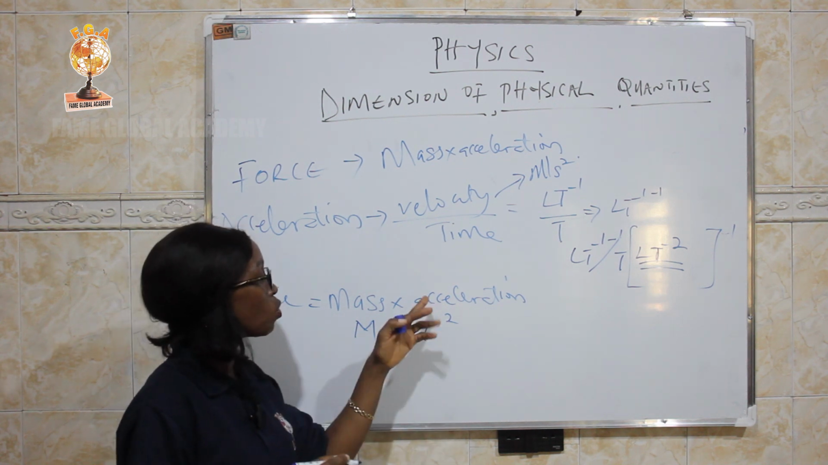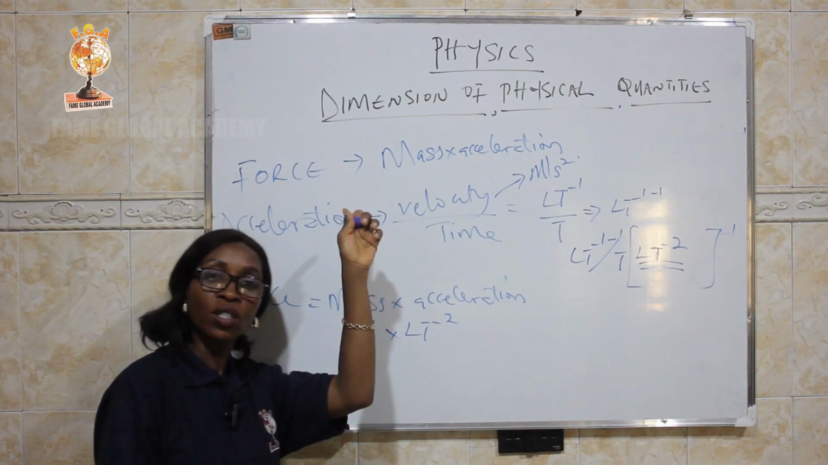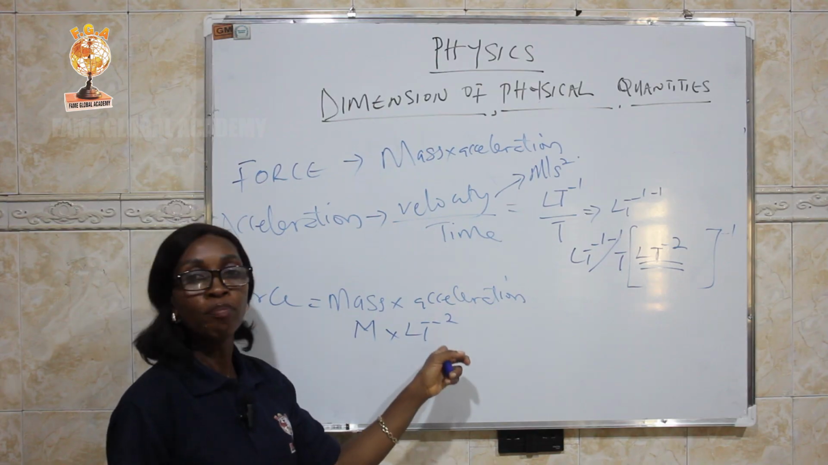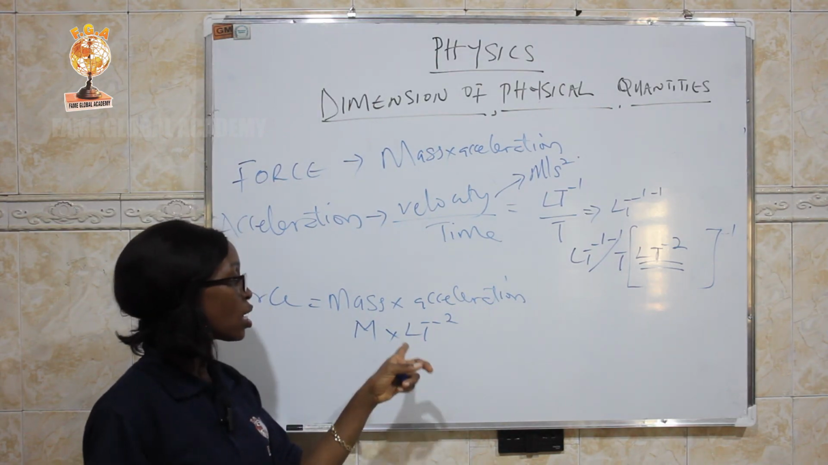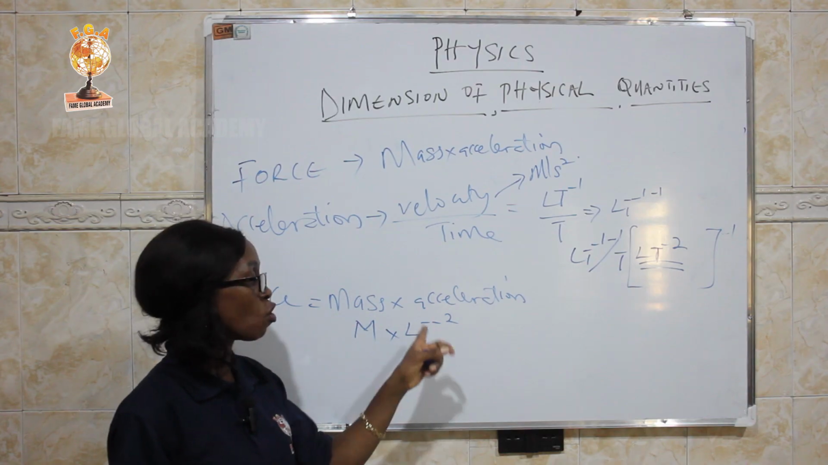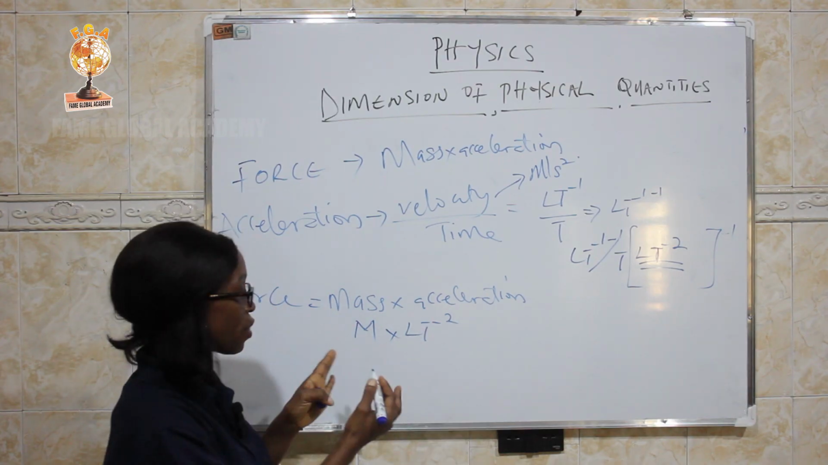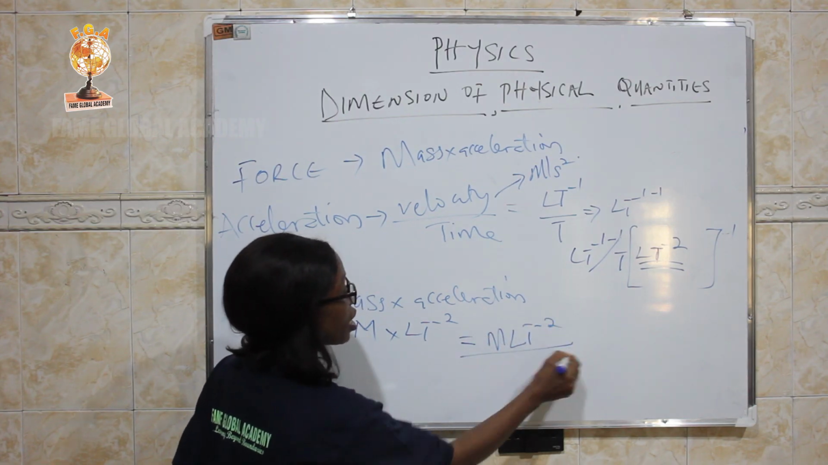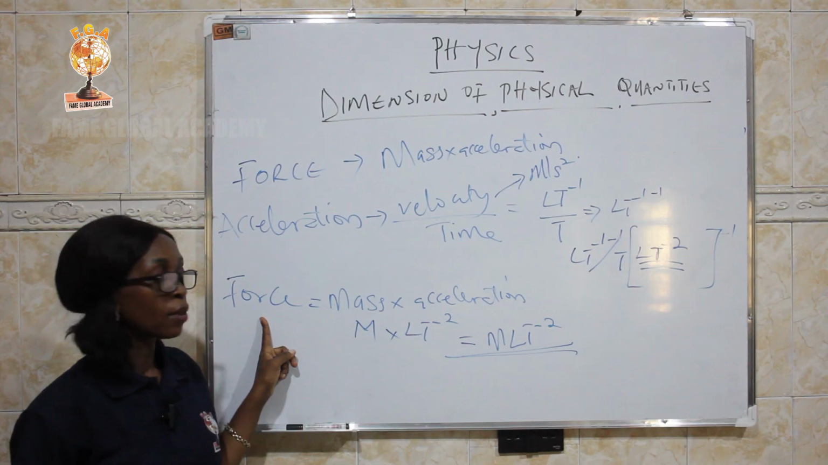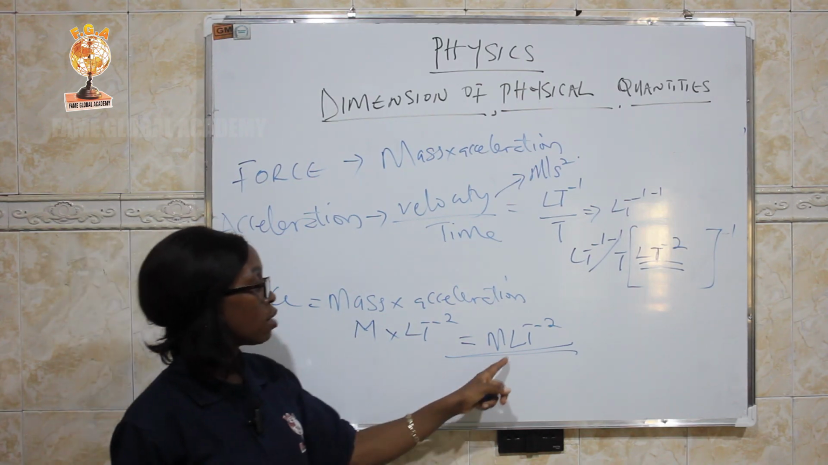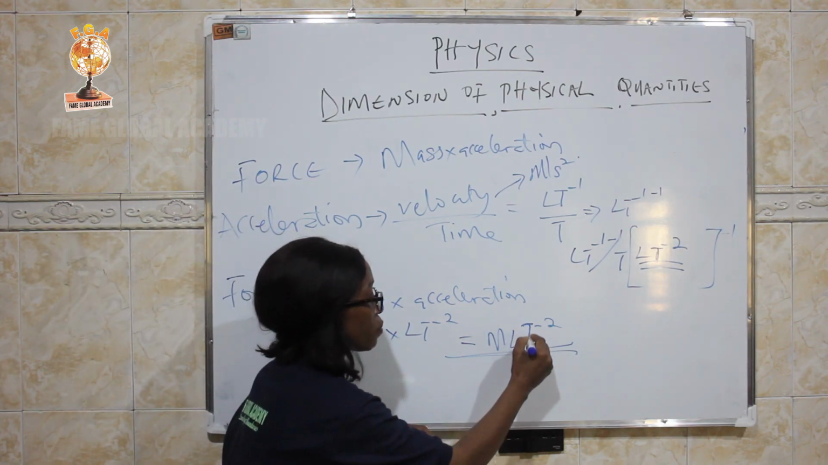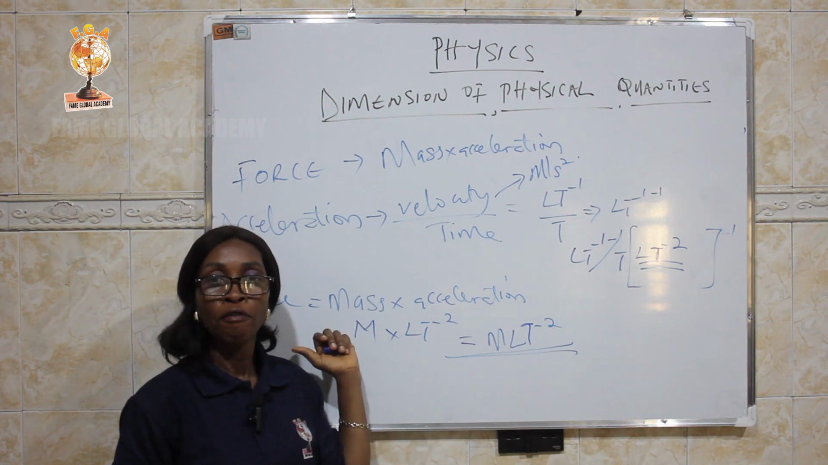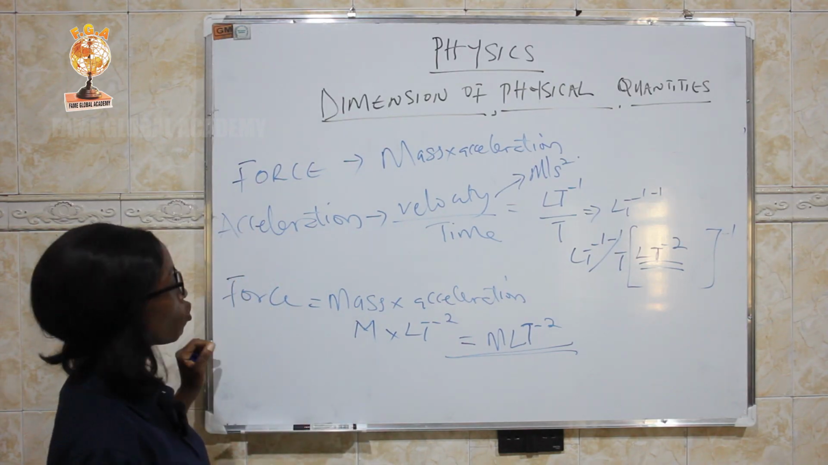When you forget what acceleration is, you can go back to the definition, velocity over time, find the dimension, and then put it there. If you already know it, you just input LT minus 2 as the dimension for acceleration. Put it together, this becomes MLT minus 2. This is now the dimension for force.